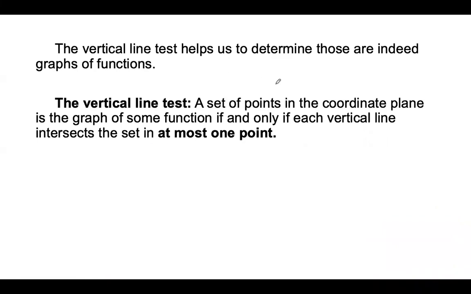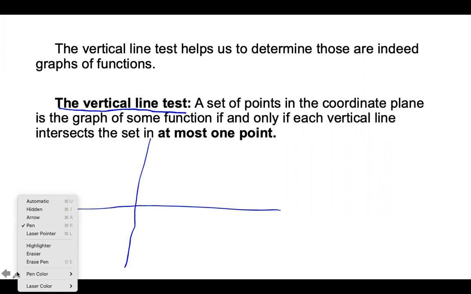The vertical line test helps us to determine those that are indeed graphs of functions. So what is this vertical line test? Let's underline it. A set of points in the coordinate plane is the graph of some function if and only if each vertical line intersects that set at most one point. So we can draw an example of this. Imagine that's a straight line.